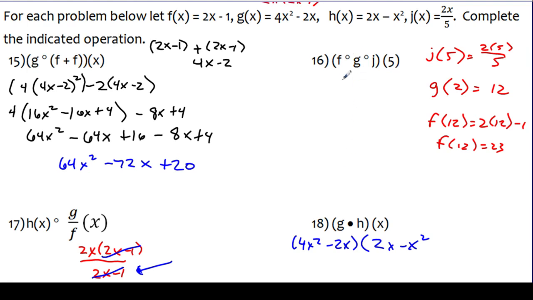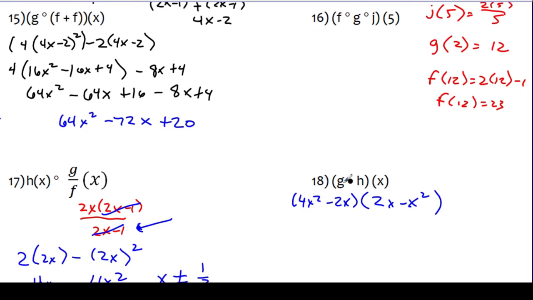Notice the open circles here. This does not have an open circle. We're just multiplying these expressions together. So I'm going to say this is 4x squared times 2x. Well, that's 8x to the third. 4 times 2 gives me an 8. So I'm going to say 8x to the third.